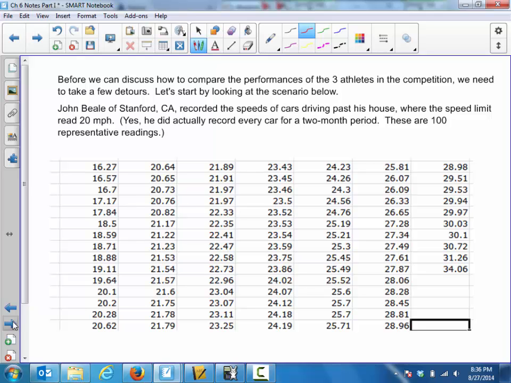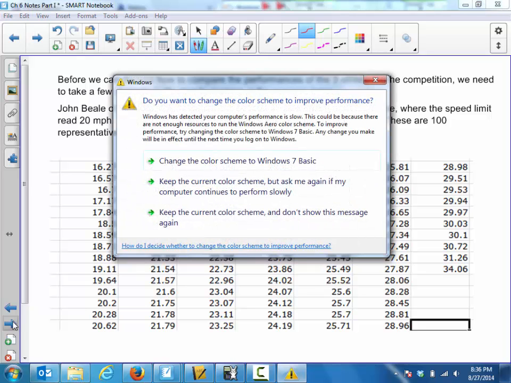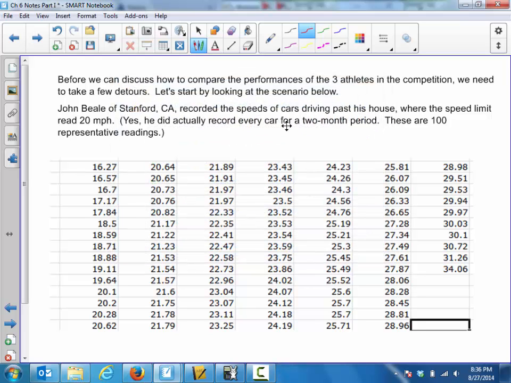Here, we're going to check out a, what? I thought I already changed that. Change the color scheme. Keep.